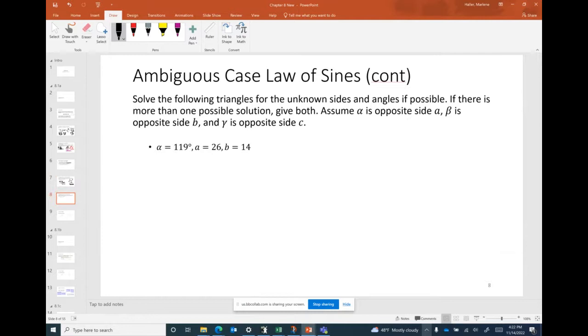All right. Let's look at one more. Here we have alpha at 119 degrees. That's an obtuse angle. A is 26. Let's see if we can draw this. We're going to say that's about 119 degrees. That's our alpha. B will be over here.